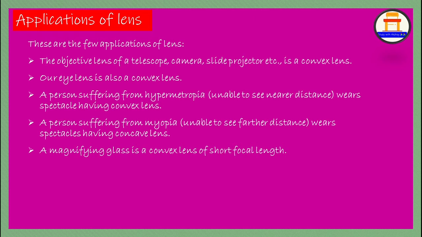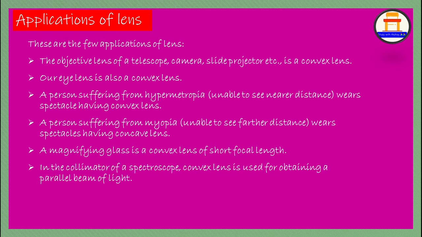Next, magnifying glasses. What are magnifying glasses? Basically, the image formed will be magnified. It will be with a convex lens because it has a short focal length. With a short focal length, it will be easily magnified. In a collimator of a spectroscope, a convex lens is used for obtaining a parallel beam of light.